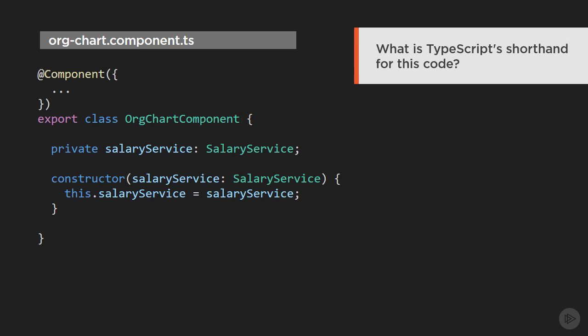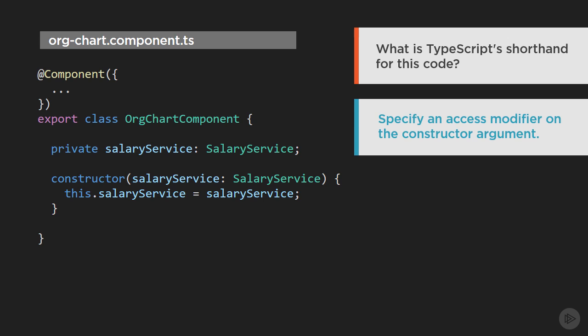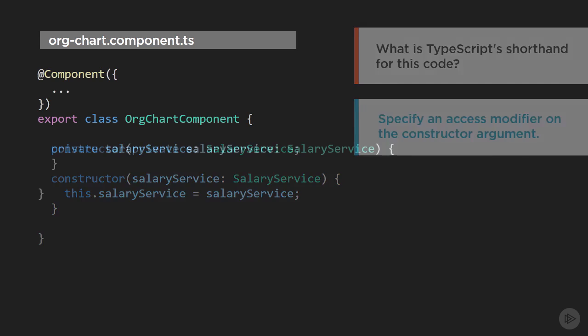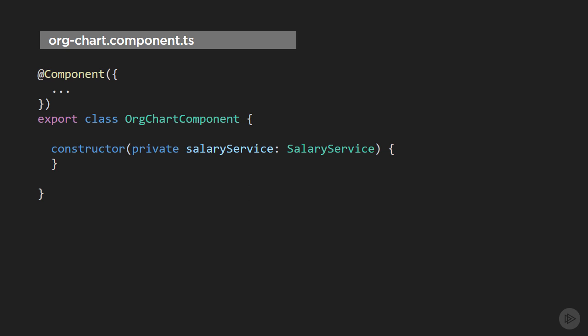What is TypeScript shorthand for this code? We can specify an access modifier on the constructor argument. Let's see what that looks like. So now in our constructor, salaryService is being injected here, but we have a private access modifier. And this actually creates a private property on the org chart component. So all of that duplicate code we just saw in the previous slide goes away. We just need to specify private or public here before salaryService.